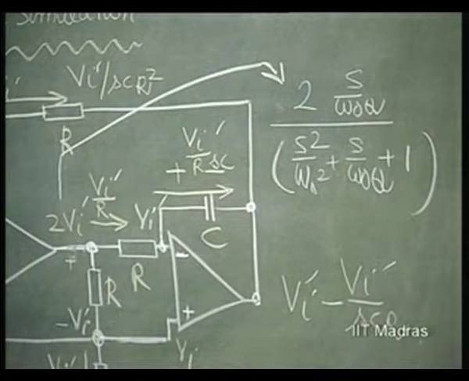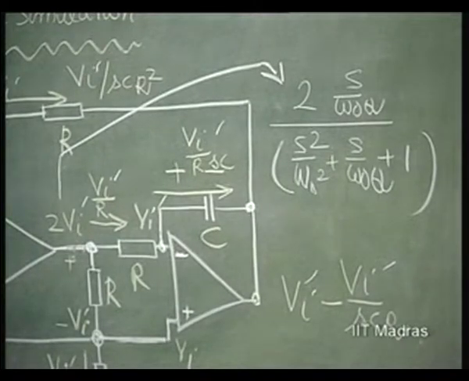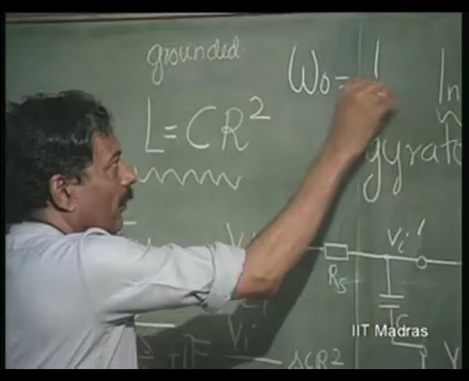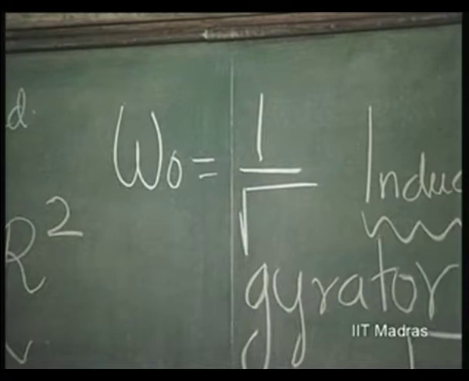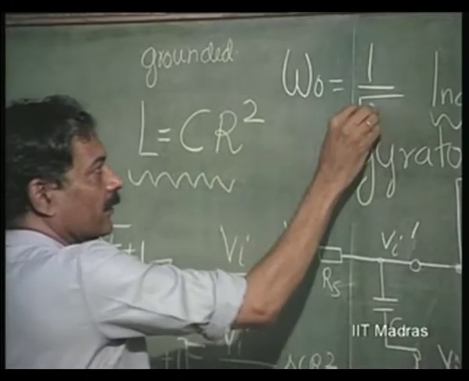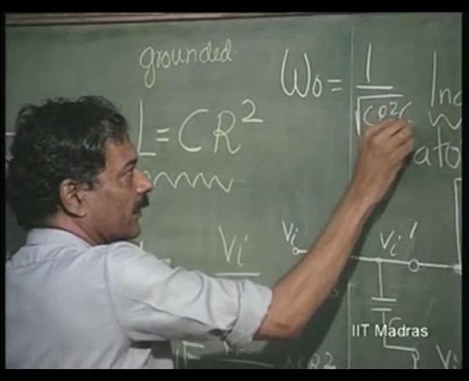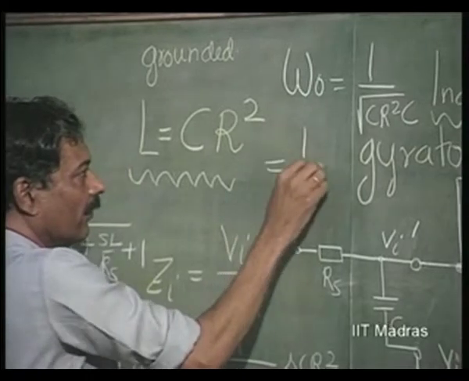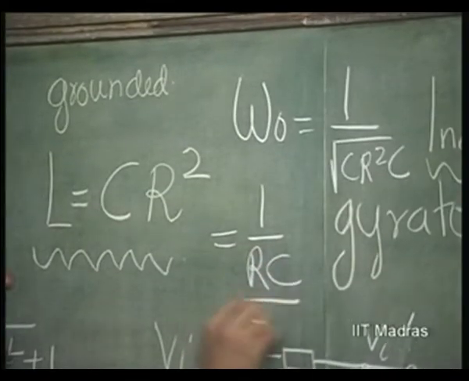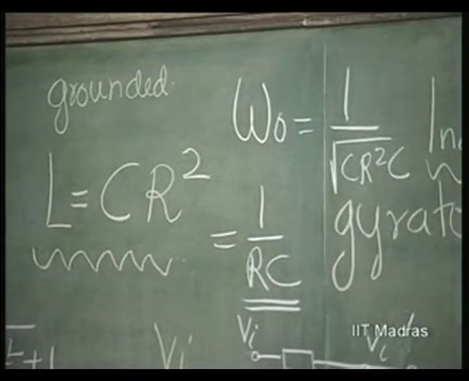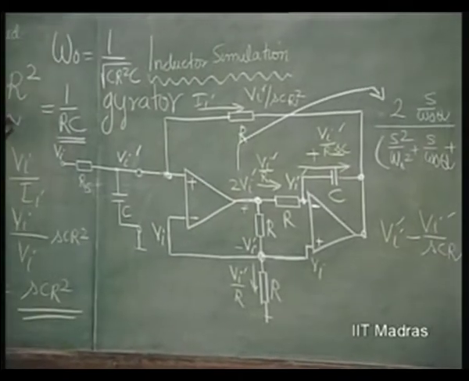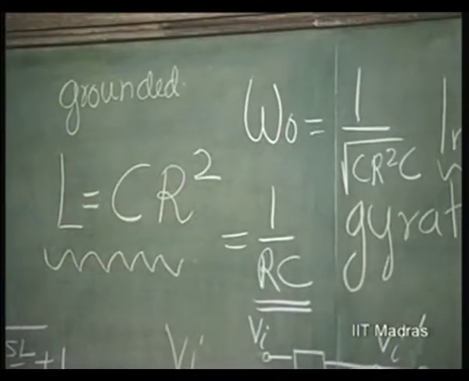And what is Q? Let us find out. First of all, let us find out what omega naught is. Omega naught for this is 1 over root LC, where L is equal to CR squared, so CR squared into C. This is equal to 1 over R into C. Very simple, just like the case of state variable filter. So, if I fix R and C accordingly, I can fix omega naught easily.